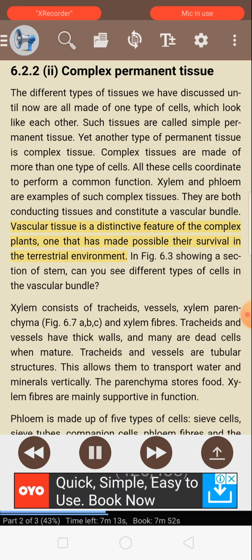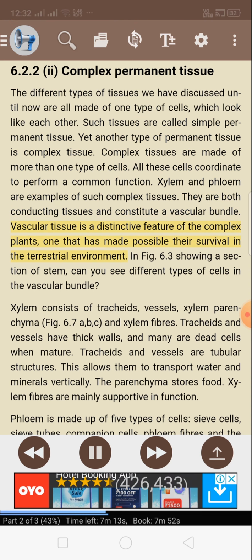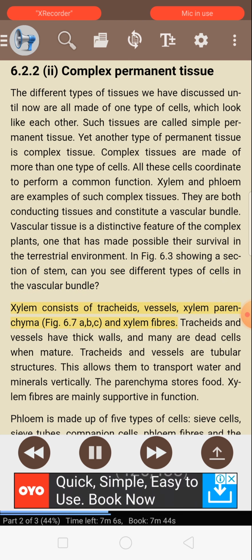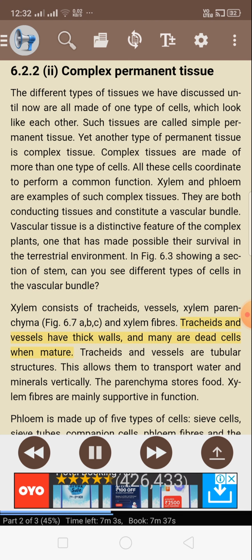Vascular tissue is a distinctive feature of the complex plants, one that has made possible the survival in the terrestrial environment. In figure 6.3 showing a section of stem, can you see different types of cells in the vascular bundle? Xylem consists of tracheids, vessels, xylem parenchyma, figure 6.7a, b, c, and xylem fibers. Tracheids and vessels have thick walls and many are dead cells when mature.